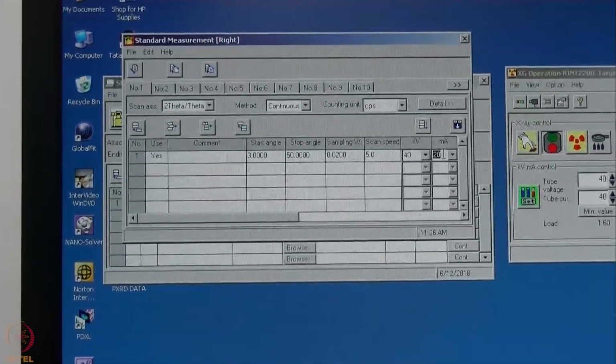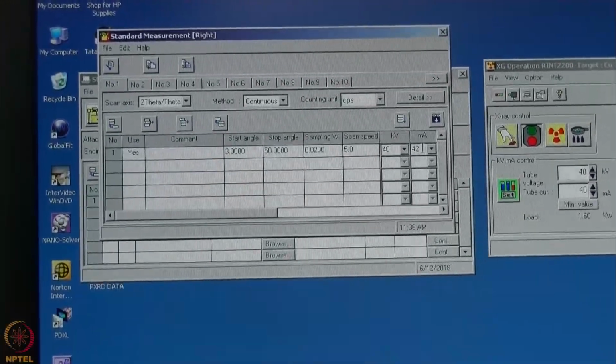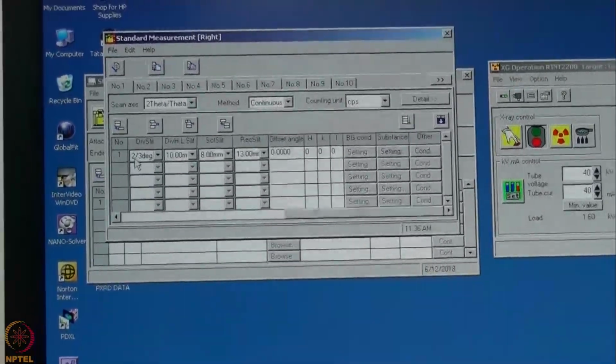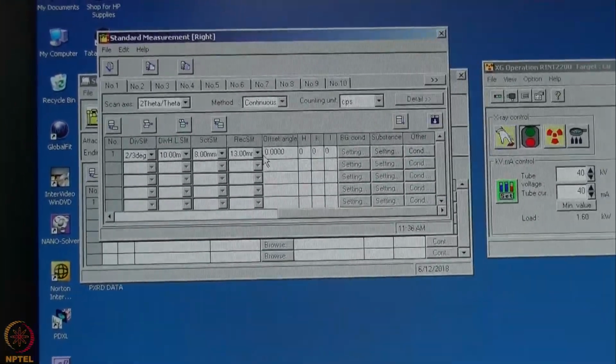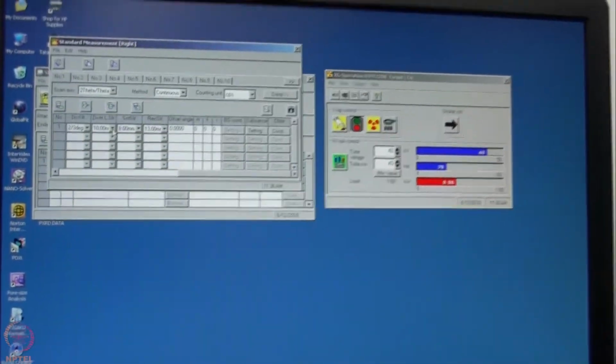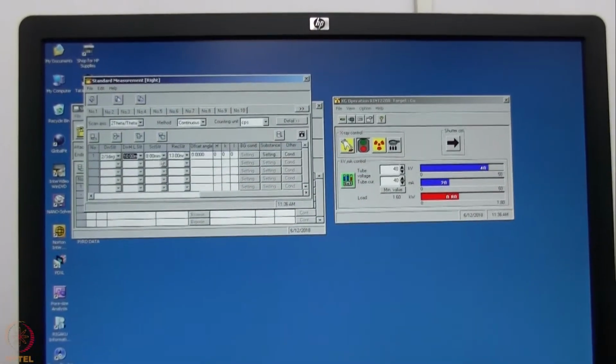Change the current here to 40 milliamps, and these are the default settings of different slits that I have shown on the diffractometer, and as long as we don't change the slits, we don't change any of these numbers.